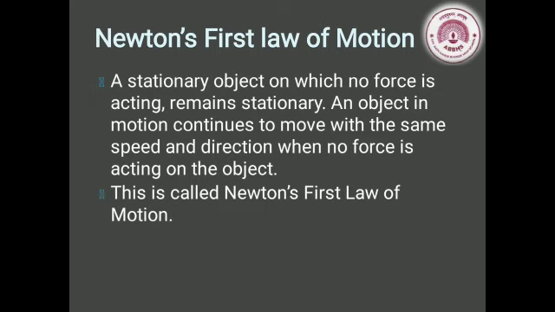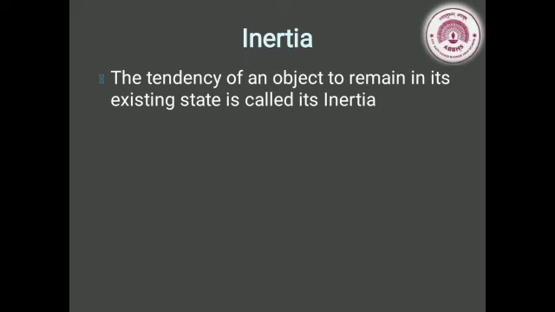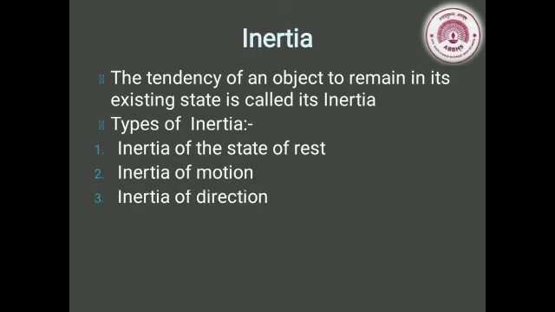So let's define inertia. Inertia. The tendency of an object to remain in its existing state is called inertia. Types of inertia. First, inertia of the state of rest. Second, inertia of motion. Third, inertia of direction. Let's see types of inertia one by one with examples.